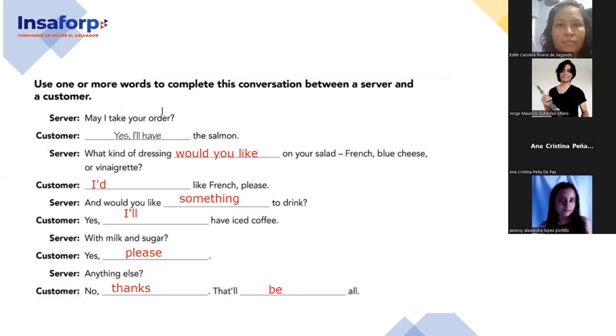May I take your order? Yes, I'll have the salmon. What kind of dressing would you like on your salad? French, blue cheese, or vinaigrette? I'd like French, please. And would you like something to drink? Yes, I'll have a coffee. With milk and sugar? Yes, please. Anything else? No, thanks. That'll be all. Perfect.